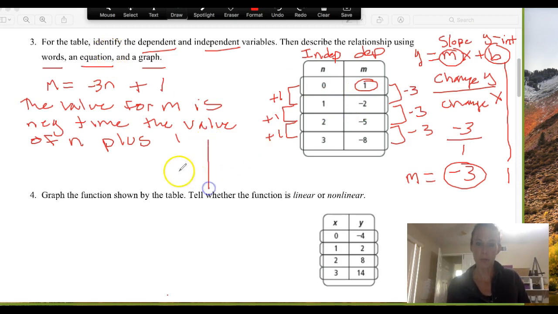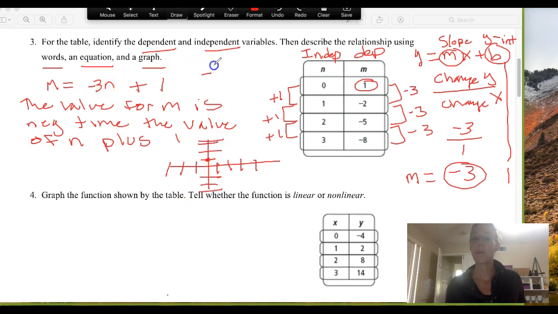So that graph would look something like this. Go ahead and draw a graph because I didn't give you one here. I apologize for that. But the graph would look like this. My y-intercept is at 1. My slope is negative 3, or negative 3 over 1. Let's give a few points here so we can graph them.